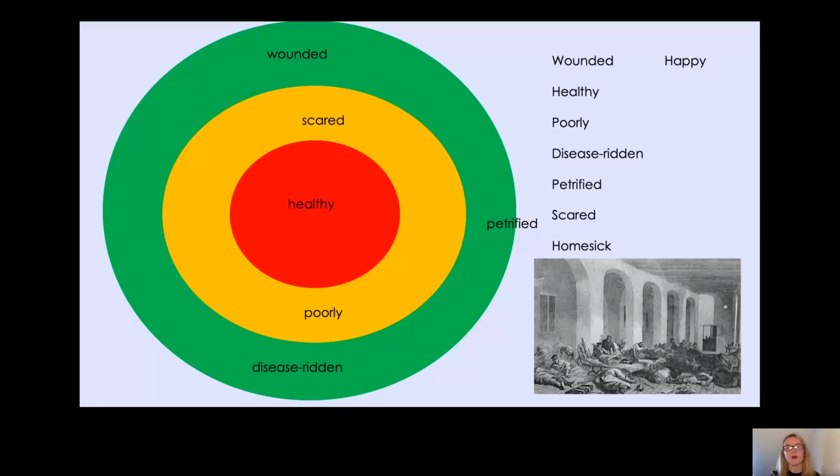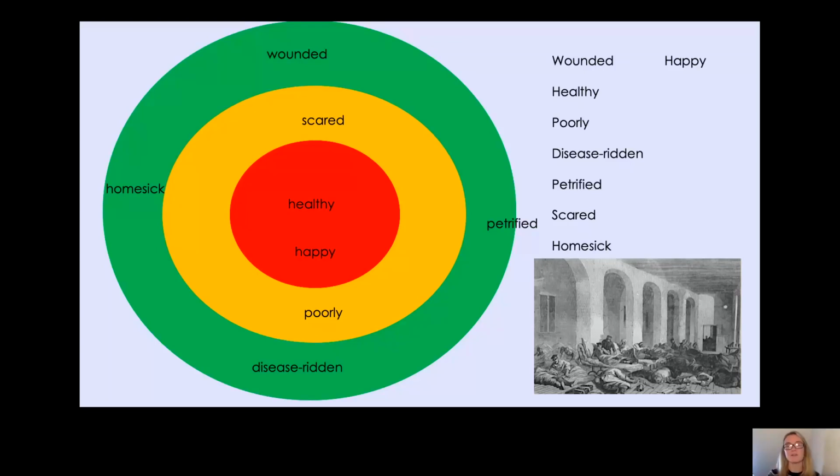And then we've got homesick. Now, that means that they're missing their home. Do you think these soldiers are missing home? Yes, I think they probably are too. So therefore, that can go in our green as well. That's a brilliant adjective to help describe the soldiers. And finally, we've got happy. Now, do you think these soldiers would have been happy? No, I don't think I would be happy if I was in a hospital like that. Definitely not. So that's going to go in our red.